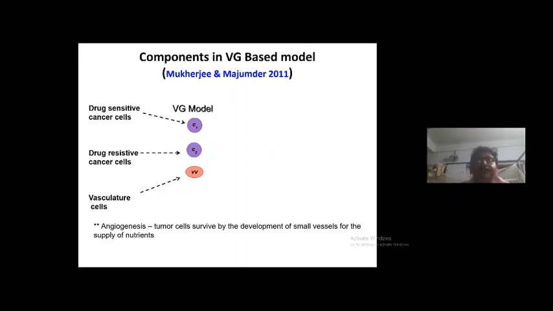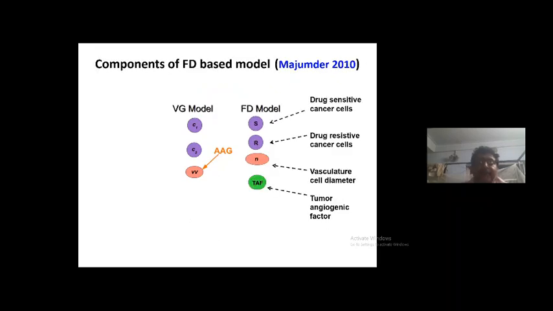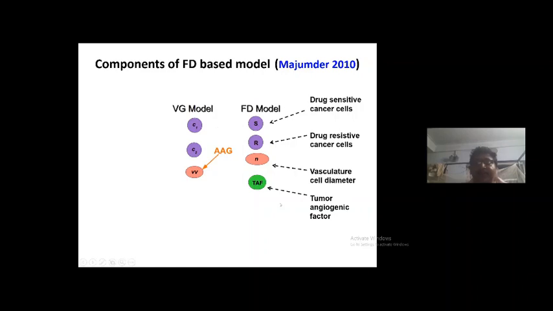Now, for the VG-based model, the vasculature growth model, three main factors were considered: drug-sensitive, drug-resistive, and vasculature cells. An anti-angiogenic drug is applied on these vasculature cells, whereas the FD model is based on the same things: drug-sensitive, drug-resistive, vasculature cell diameter, and another factor, that is TAF, tumor angiogenic factor.